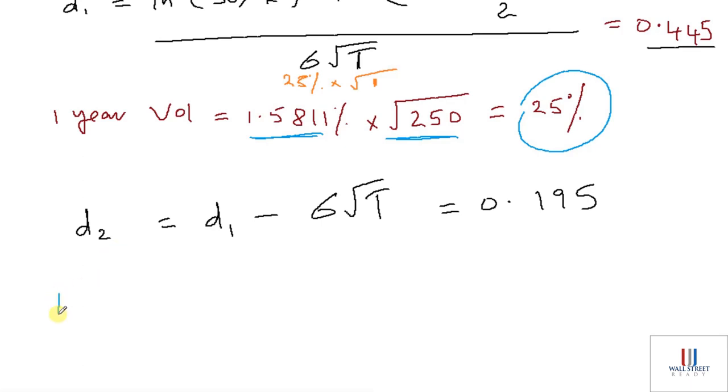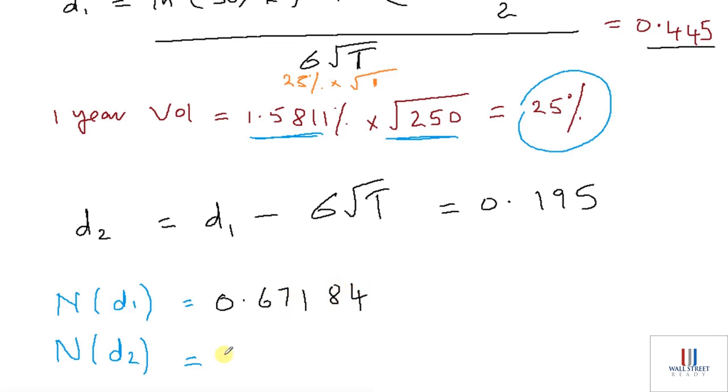Once you have your D1 and D2, you can calculate your N(D1) and your N(D2), simply from the cumulative distribution tables. So you get 0.67184 and 0.577303.